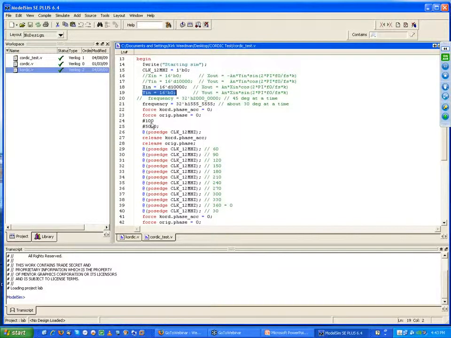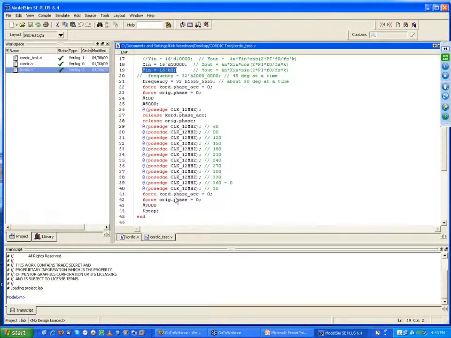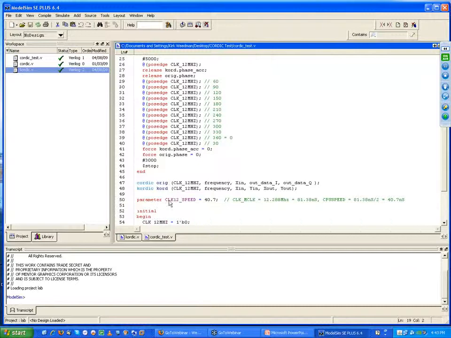So then I delay some time so that we can see that it calculates that first one and holds it. Since I don't let the phase accumulator change, we're going to keep this phase at 0. Then I release those so that every clock the phase accumulator starts accumulating. So then it'll start going 60, 90, 120 all the way on up to 360 or back to 0. Okay, so I'm going to let it wrap around. And then I'm going to force them back to 0, wait some time and stop.